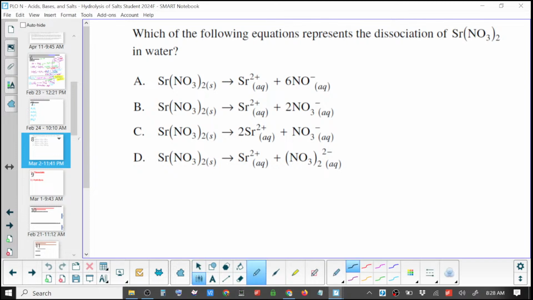Which one of the following equations represents the dissociation of strontium nitrate? B. So for all of these, and around the room, what I'm looking for is that you can divide it properly and you can balance it correctly. I deliberately picked these because some people want to separate them in the wrong spot. Use your table of polyatomic ions.